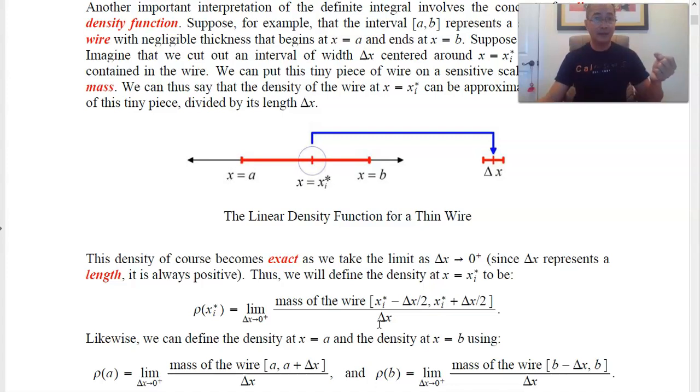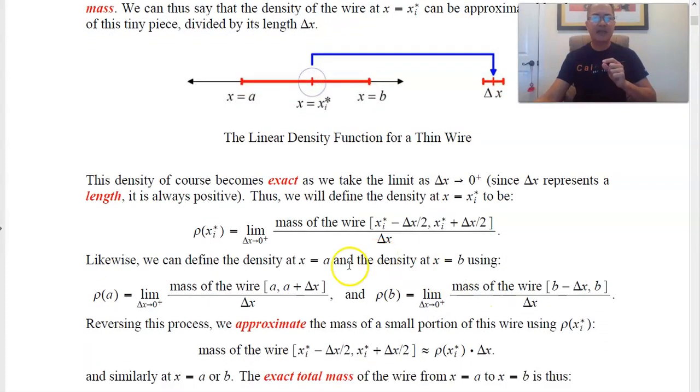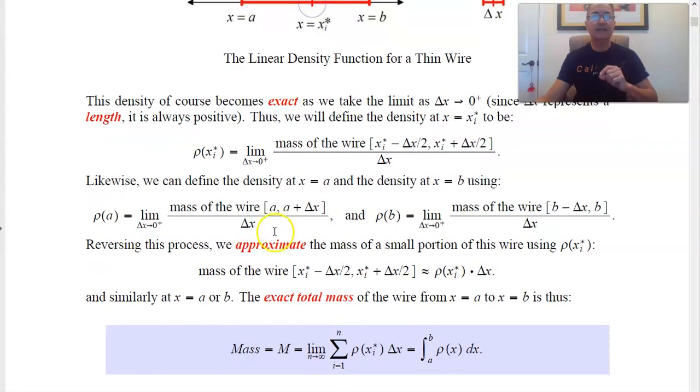Well, this is a linear density function, okay? Because our piece of wire is only in the shape of a line segment, we're assuming it has negligible thickness, negligible diameter, if it really were a piece of wire. And all we really need is that length, delta x. Because of that, and you also have to do special consideration for the endpoints, but it's not a very big deal.